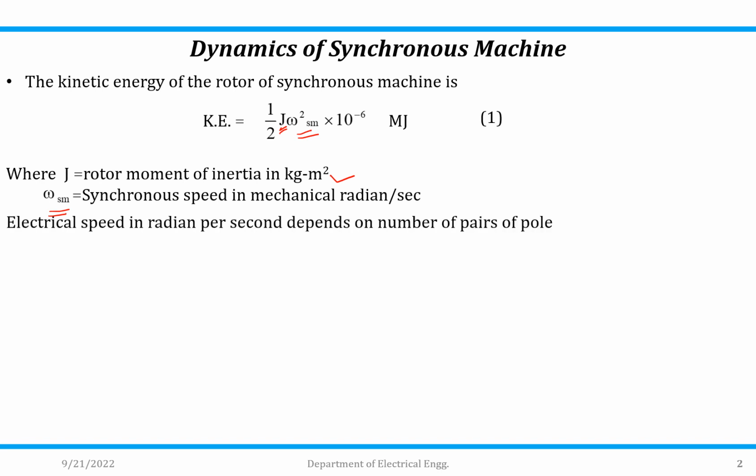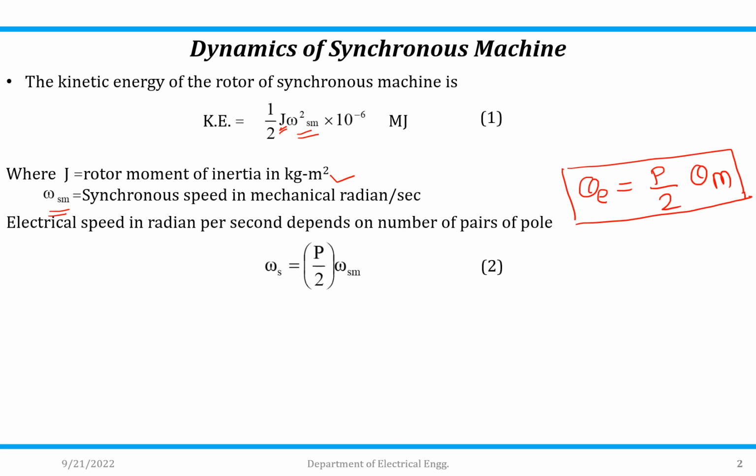Now electrical speed in radian per second depends on the number of pairs of poles. We already discussed the relationship between electrical and mechanical parameters in machines: Theta E equals P by 2 into theta M. So this is the relationship between electrical angle and mechanical angle. We will apply the same for electrical speed. Here we get omega S equals P by 2 into omega Sm. Mark this as equation number 2.